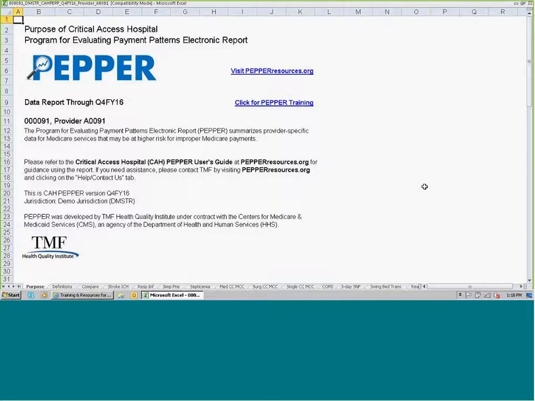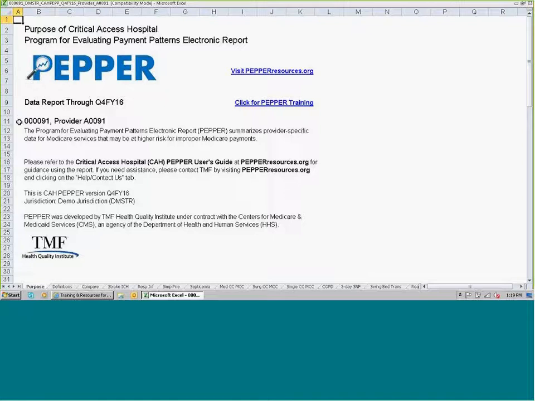So what we're looking at here is a sample PEPR for a critical access hospital. Remember, the PEPR is distributed as a Microsoft Excel workbook. You would navigate within the PEPR by clicking on these worksheet tabs along the bottom of the screen. When you first open your PEPR, it will open to this tab that's labeled Purpose. It will identify for you the most recent quarter of statistics that are summarized in your report. So this one is through the fourth quarter of fiscal year 2016.